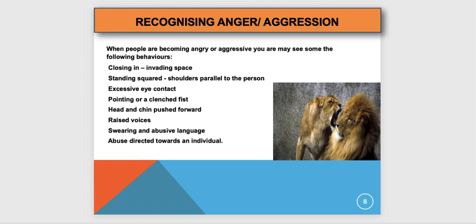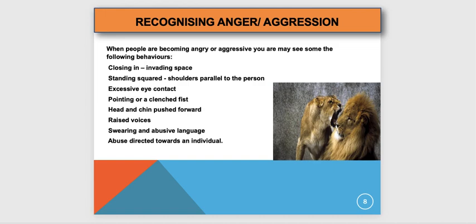If anyone's ever been involved where you've told someone no, and they will literally just stand there from wherever they are and stare at you, it's to intimidate you. Pointing or a clenched fist. This is the biggest one you see. Your brain does this literally subconsciously. Someone's talking, someone's getting angry, and as they're talking, their fist will start clenching. They don't necessarily want to throw a punch, but that's a sign of aggression. Head and chin are pushed forward. They push their head forward. That goes in line with someone closing in.